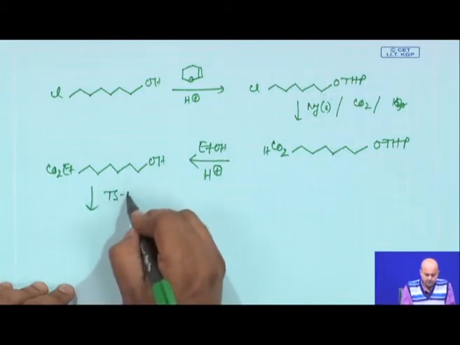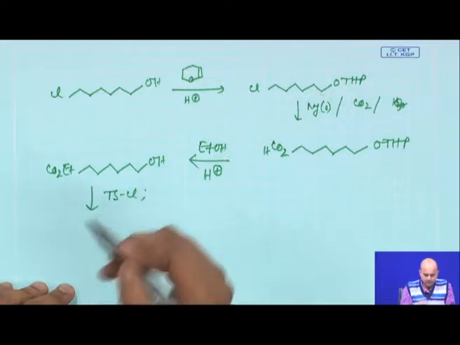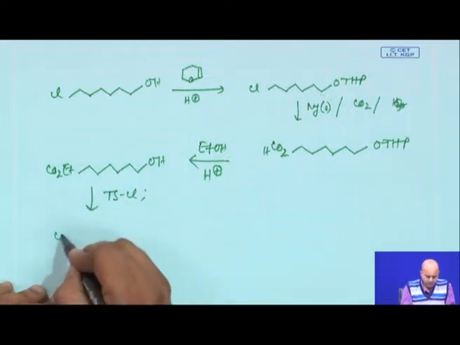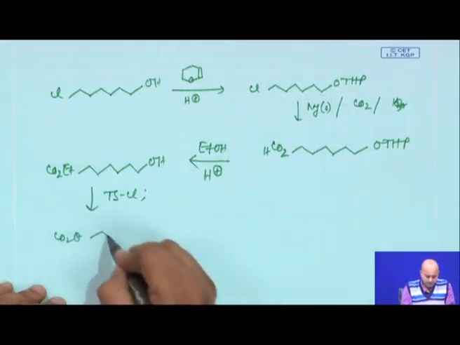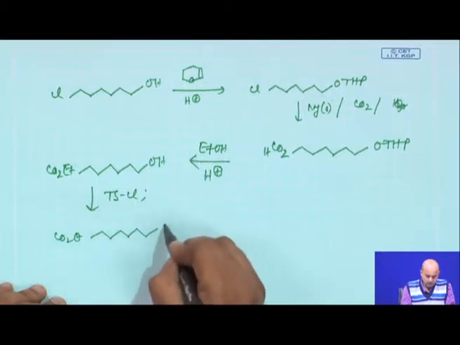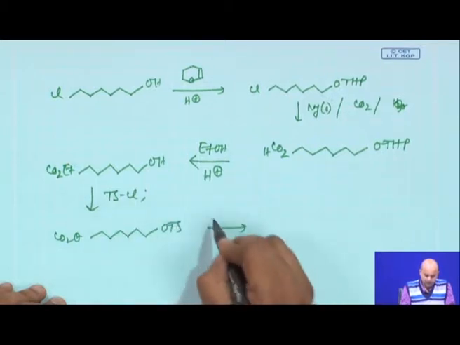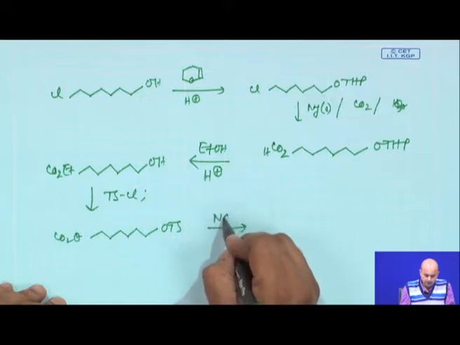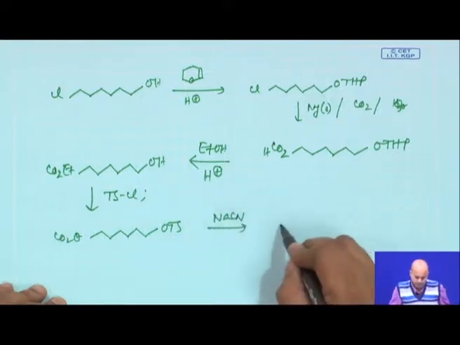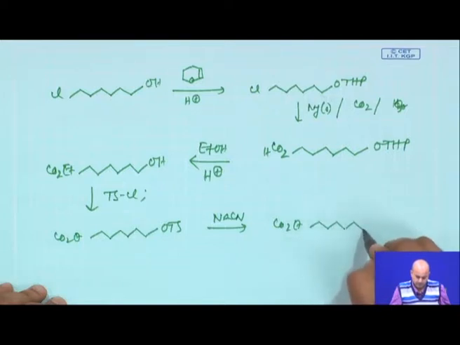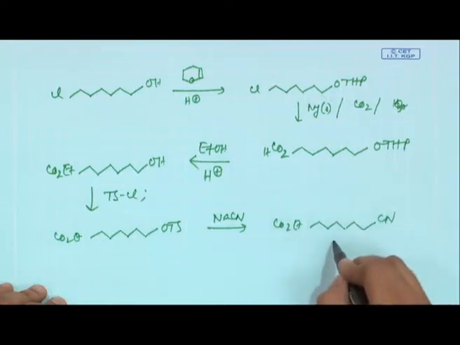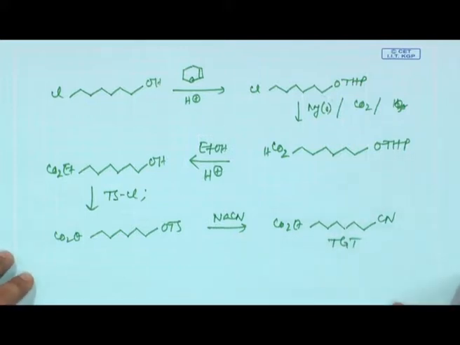SN2 reaction, treat with tosyl chloride first. So, we will get a simple SN2 displacement, you will get the tosylate ester, and react with sodium cyanide, you get the corresponding CN. So, this is your target molecule. The only thing is the free alcohol was not recommended, that is why you are using protecting group chemistry.